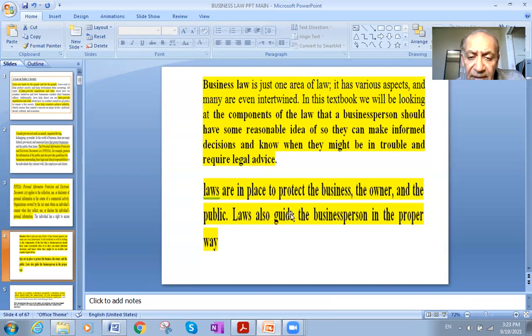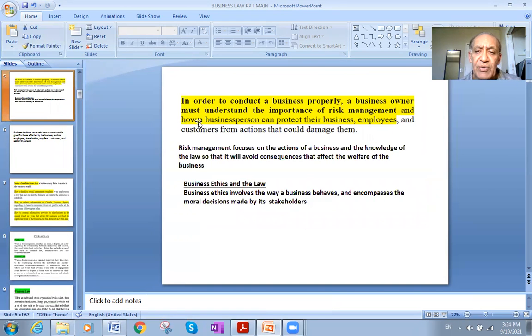Laws are in place to protect the business, the owner and the public. Law also guides the business person in the proper way. So this is why the law is there. What is the effect of the law and why is it working there? In order to conduct a business properly, a business owner must understand the importance of risk management. This is another point we will talk about now.